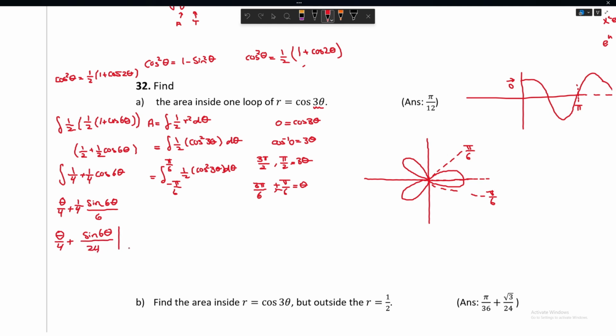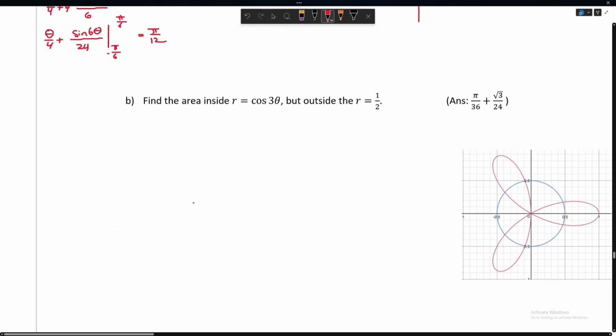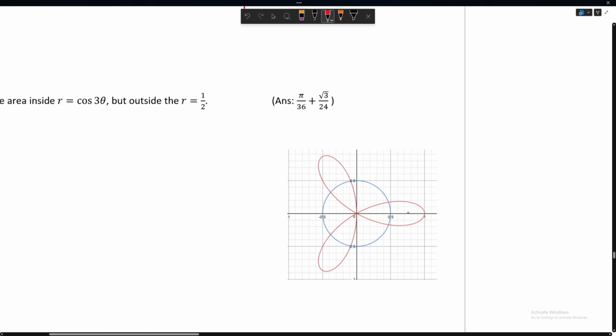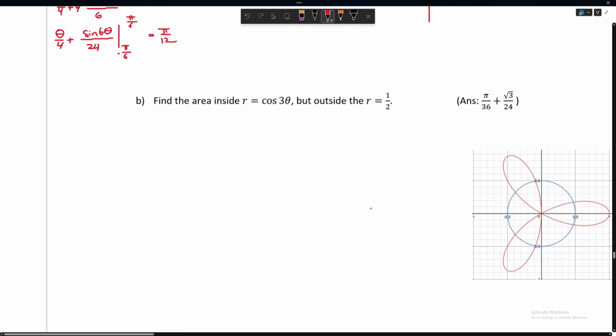And you want to take this from negative pi over 6 to pi over 6. When you take this, you should get pi over 12. All right, what do we have here? They actually drew it here, and it's the same drawing we had. That's great. Now find the area inside R, but outside R1 over 2.